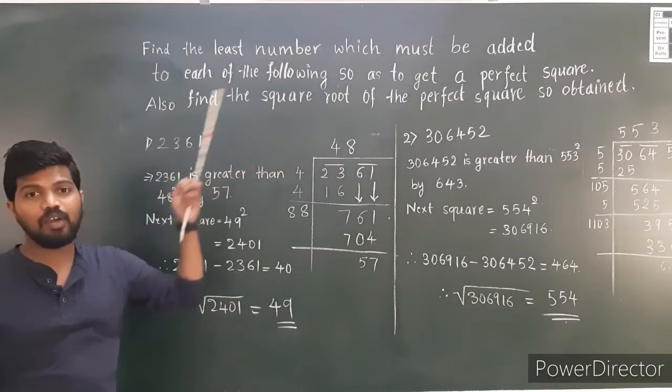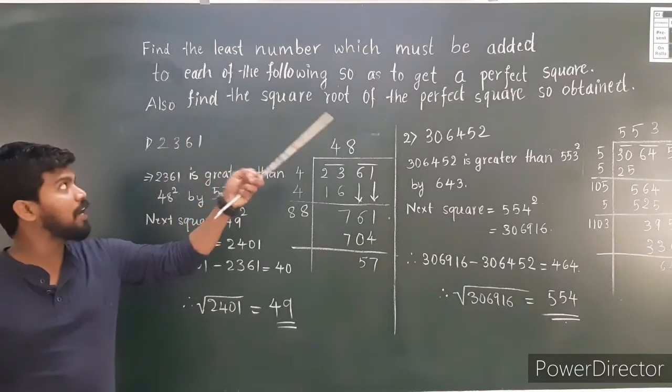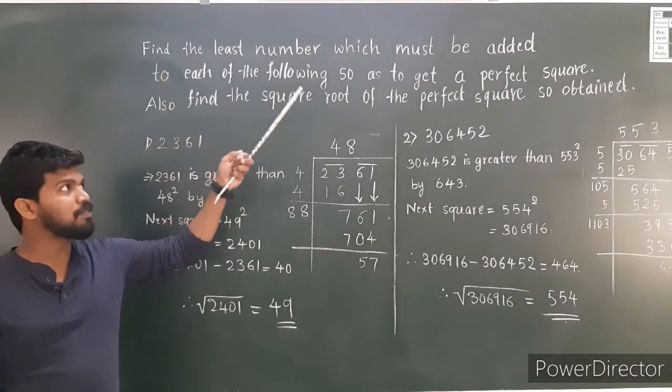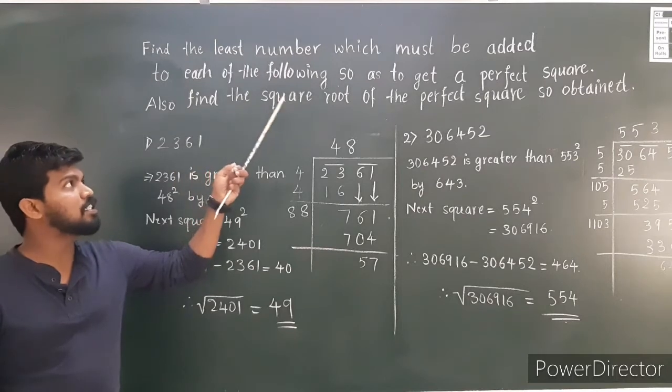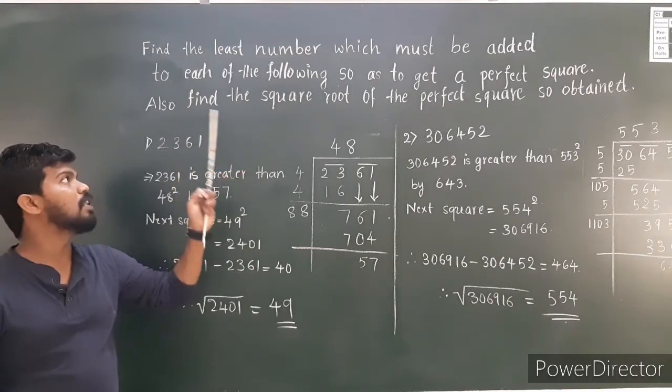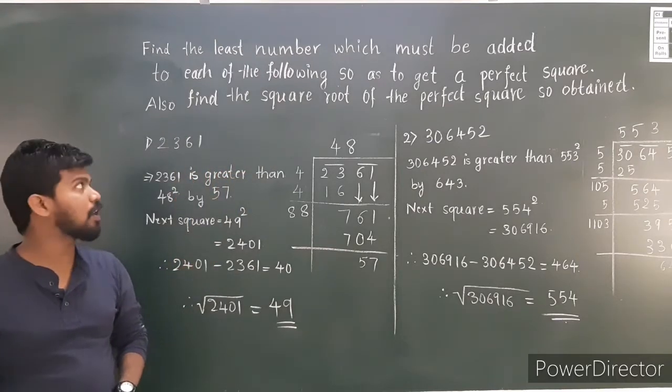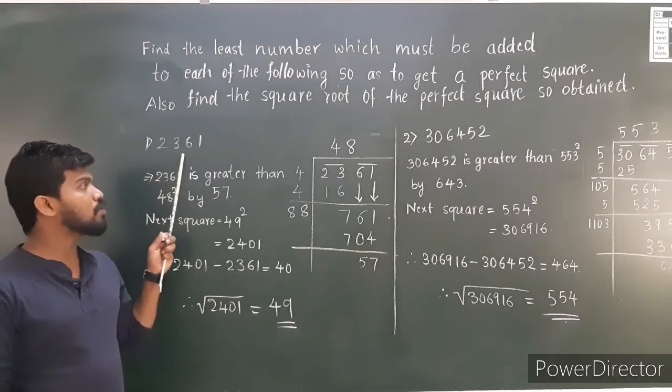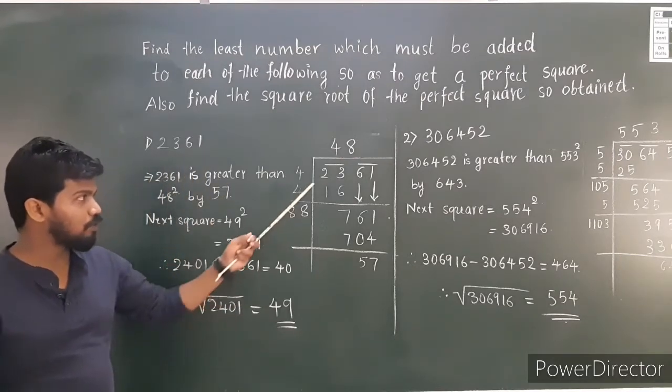In the place of added you had subtracted. So now it is added to. Find the least number which must be added to each of the following so as to get a perfect square. Also find the square root of that one. Okay, so the first one is 2,361. So you have to make the division.